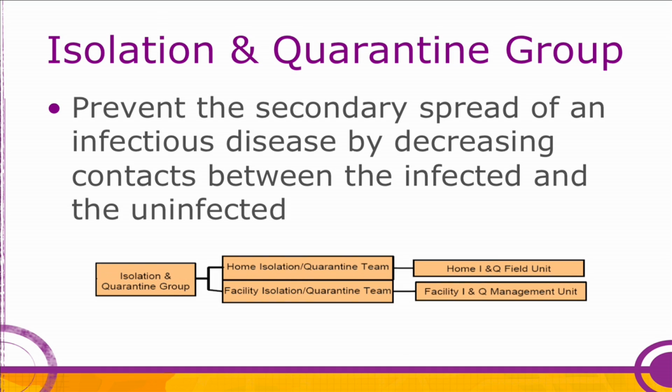Finally, the Isolation and Quarantine Group works to prevent the secondary spread of an infectious disease by decreasing contacts between the infected and the uninfected. They do this by implementing isolation and quarantine measures. The Isolation and Quarantine Group will oversee the development and distribution of isolation and quarantine documents. They'll also coordinate closely and communicate with law enforcement if necessary.